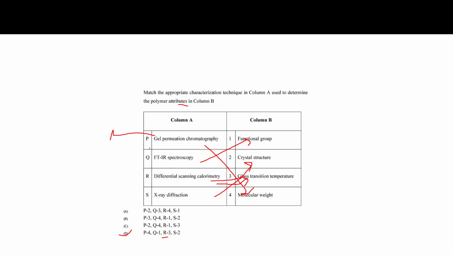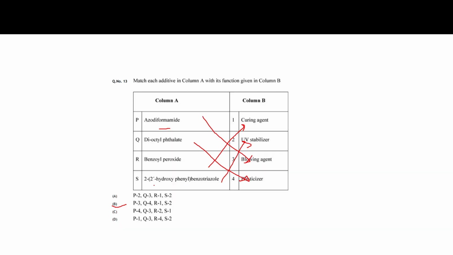Gel permeation chromatography is the technique to get the molecular weight of the polymer. FTIR spectroscopy is to know about the functional groups of the polymers. Differential scanning calorimetry, know about that. Thermal transitions of the polymer, like Tg and Tm. X-ray diffraction, the crystal structure. You know the crystal structure of the polymer.